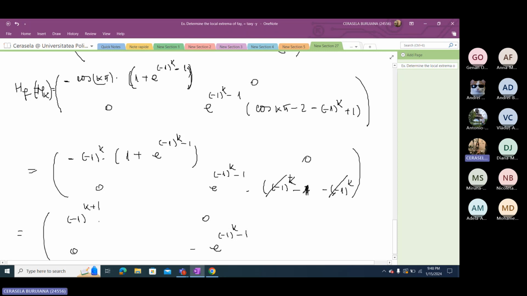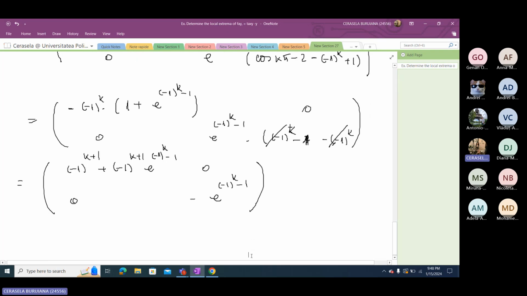And what else do we have? Okay, plus (-1)^(k+1) times the exponential to the power (-1)^(k-1). And that's it. Okay, what I'm thinking to do is to try to use the method with the determinants, isn't it? Moreover, surely the determinants, they will not be 0.